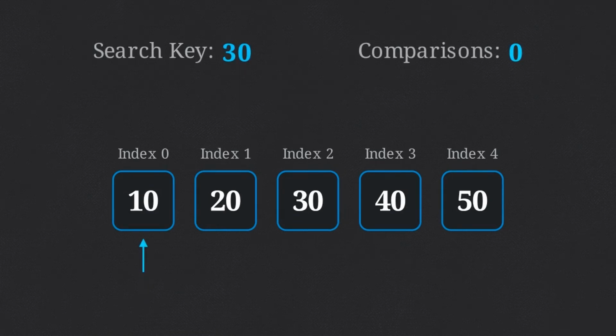The system evaluates index 0, no match. Index 1, no match. It finds the target at index 2. That successful retrieval required exactly 3 distinct comparisons to complete.